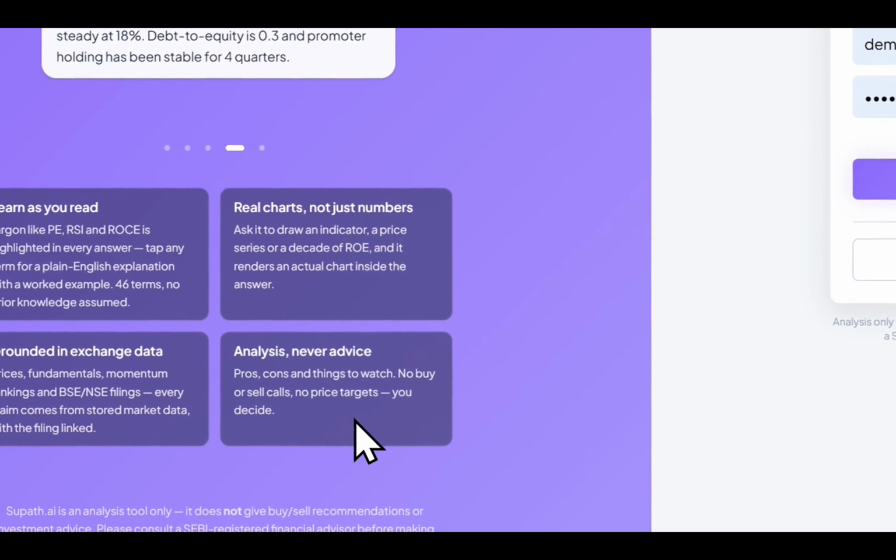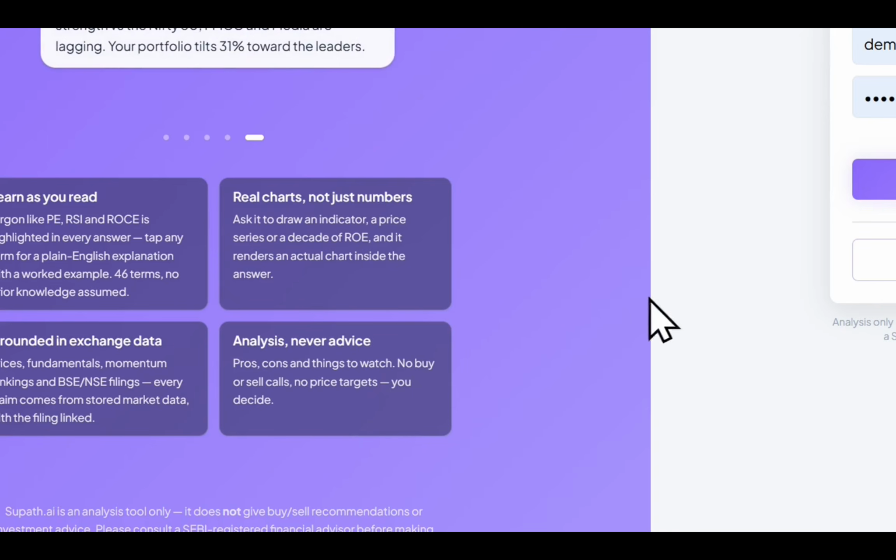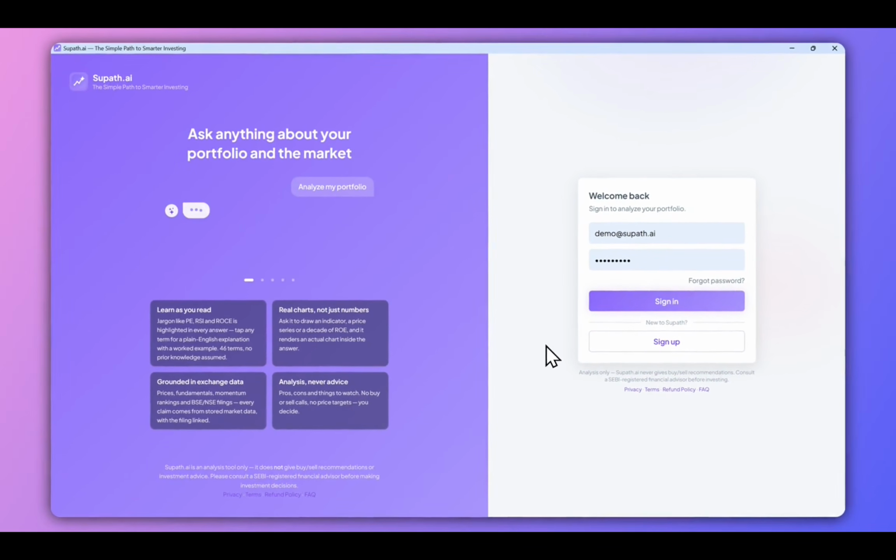And it is analysis, never advice. Pros, cons, and things to watch. No buy or sell calls, no price targets. You decide. Let me sign in with the demo account.